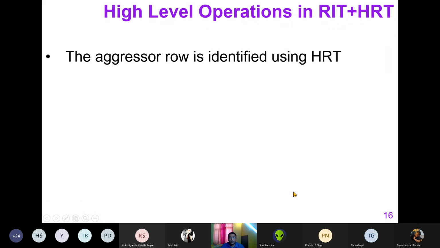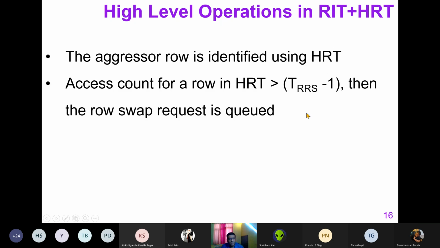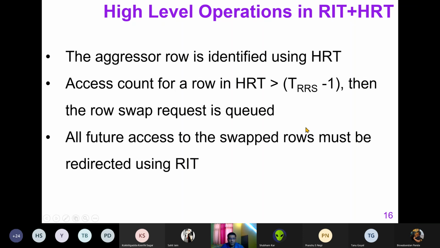At a high level, let's try to understand the operation. The aggressor row is identified using the HRT algorithm. If the access count of a row is found to be more than the threshold value, TRRS being the threshold value, then the row swap request is queued and forwarded to the RIT table. Now all future accesses to the swapped rows must be redirected using RIT, because it has all the tuple entries.